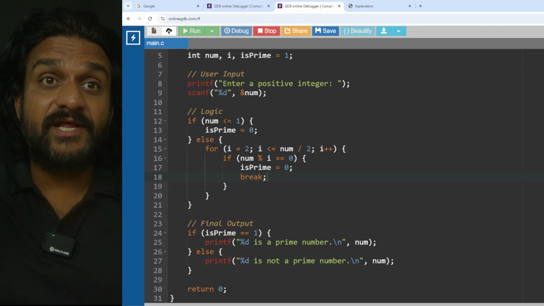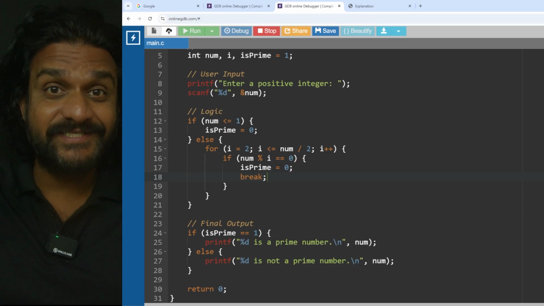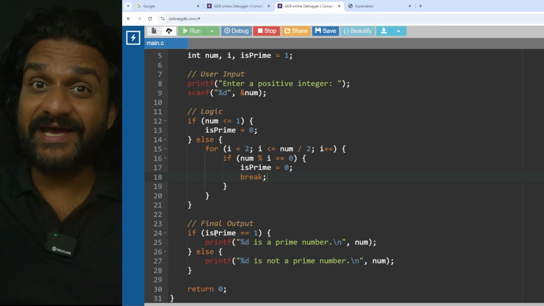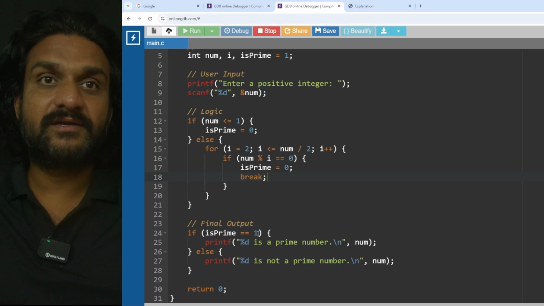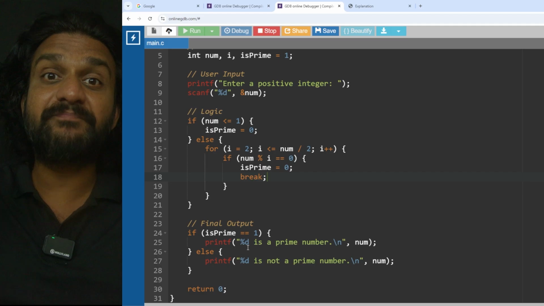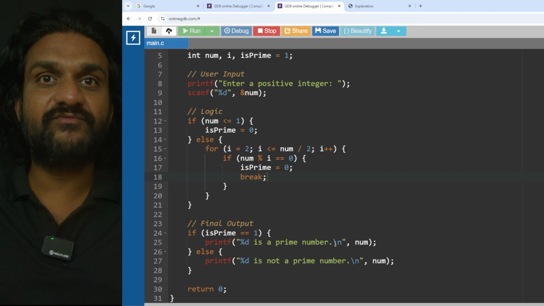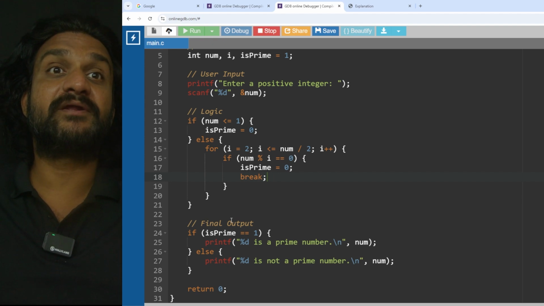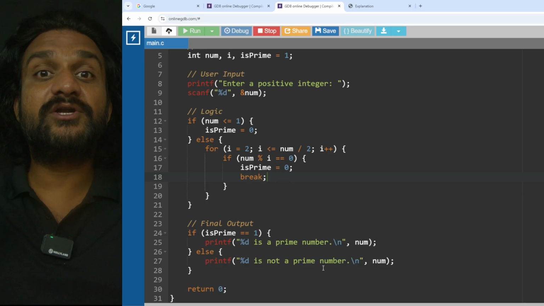Now we have come to the final output, where we decide whether the given number is prime or not. This decision is made using the flag variable isPrime. If isPrime is equal to 1 till this point, it means the given number is a prime number. So %d is a prime number, where the given number, whatever is given by the user and stored in num, is a prime number. Otherwise the else part will get executed, where the message that the number is not a prime number will get printed.